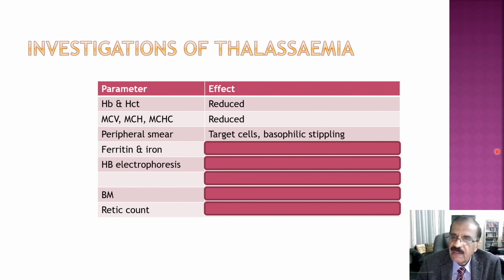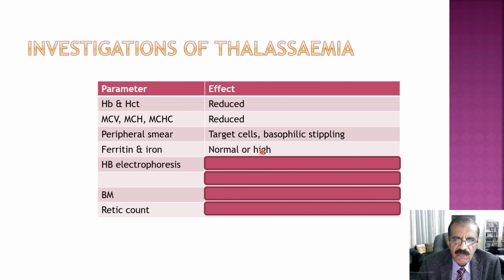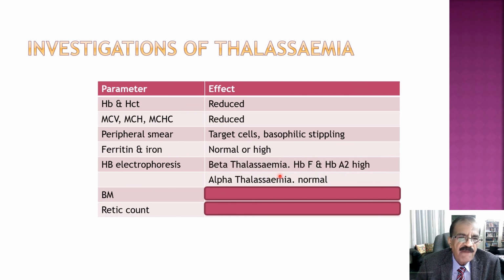If you estimate their iron and ferritin, they may be normal or high. In some patients iron may be normal, in some it may be high, and I have told you that because of nutritional deficiency, some may actually have deficiency of iron also, but that is not actually part of thalassemia, that is an additional abnormality. If you do hemoglobin electrophoresis in beta thalassemia, hemoglobin F and hemoglobin A2 will be high, but in alpha thalassemia, electrophoresis would not show this abnormality because hemoglobin F and hemoglobin A2 also need alpha chain, and alpha chain is deficient in alpha thalassemia, so electrophoresis would be normal. So we need DNA testing to confirm the diagnosis of alpha thalassemia.